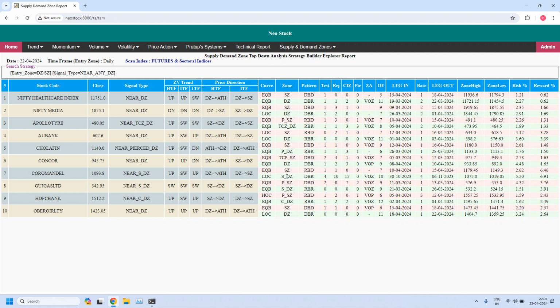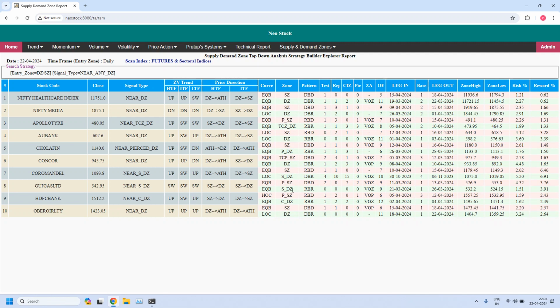So here Coromandel is there. In Coromandel we have already tested 4 times, 10 rejections from this zone. So you need to fine tune this zone and identify a fresh fine tuned 5-minute zone to plan your trade.